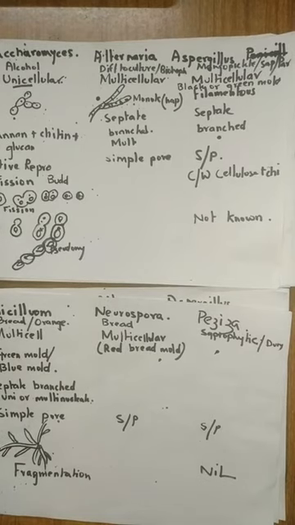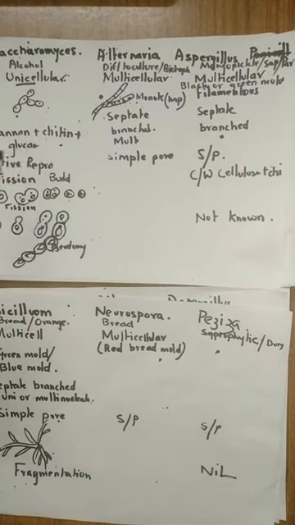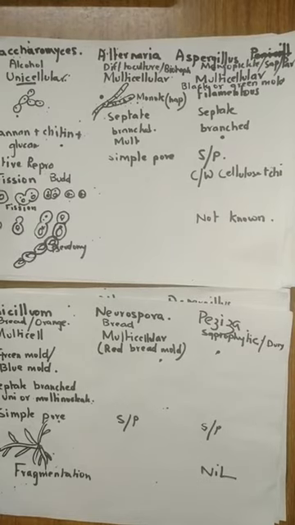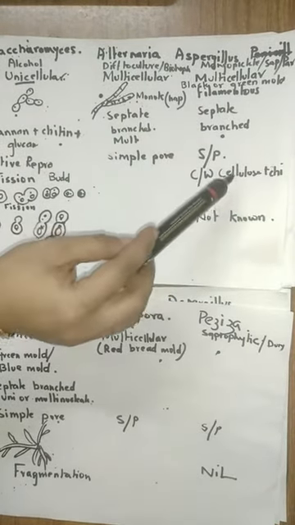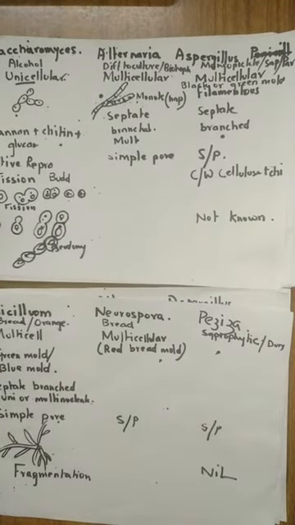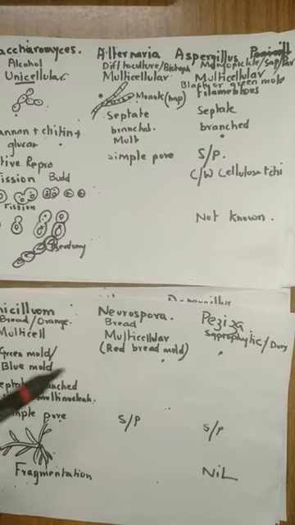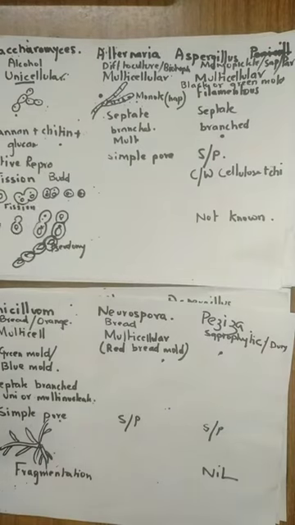So, the cell wall of Saccharomyces is mainly made up of mannan and chitin, and sometimes glucan is also present. But in contrast to Saccharomyces, in others the presence of cellulose and chitin is found, in the case of Aspergillus. Alternaria also has cellulose and chitin, and Penicillium, Neurospora and Peziza also have cellulose and chitin in their cell wall.